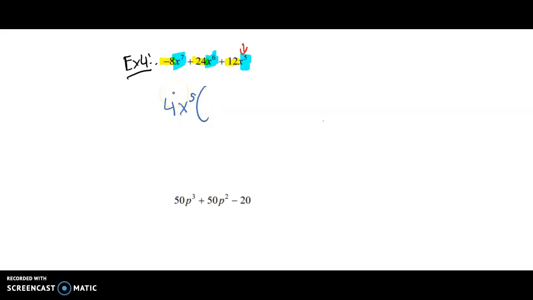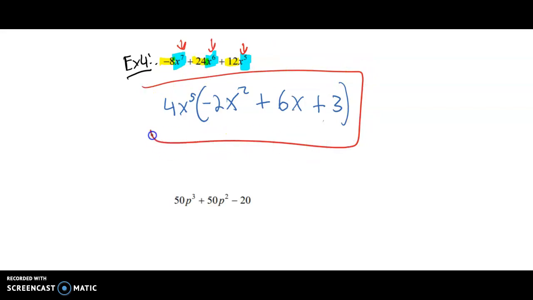All right, 4 times what is negative 8? That's negative 2. This guy had 7 x's, and we took 5 of them, so he's got 2 left. 4 times 6 is 24. This guy had 6 x's, but we took 5. He's got 1 left. 4 times 3 is 12. He had 5 x's, and we took them all, so there's no more x there.